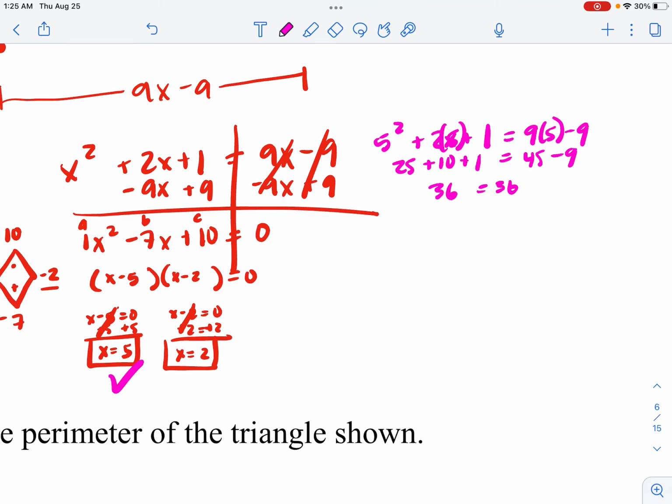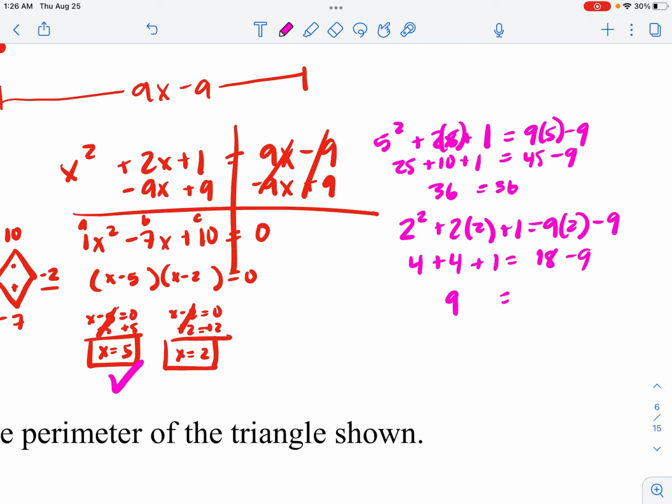So 5 completely works out. Let's check the other one. What happens if we put a 2 there? Well, we could also see 2 squared plus 2 times 2 plus 1 is equal to 9 times 2 minus 9. 2 squared is 4. 2 times 2 is a 4 plus 1. And this makes 9. And just knock that out of the park. 9 times 2 is 18. Minus the 9 makes this also 9. And these both work. Okay.